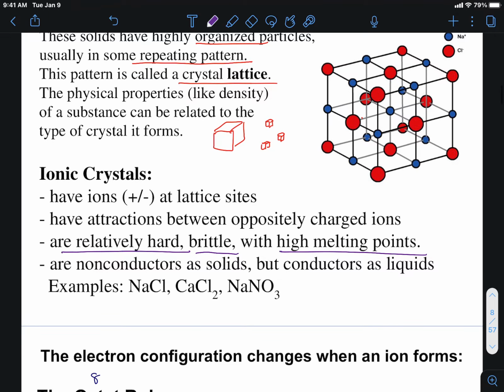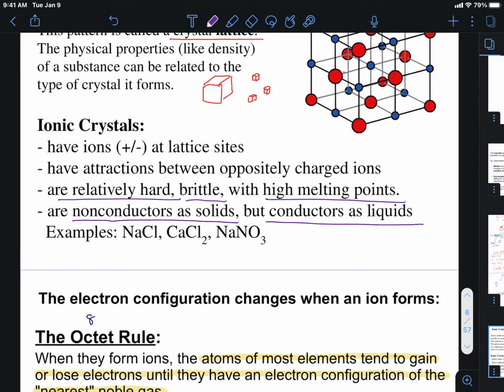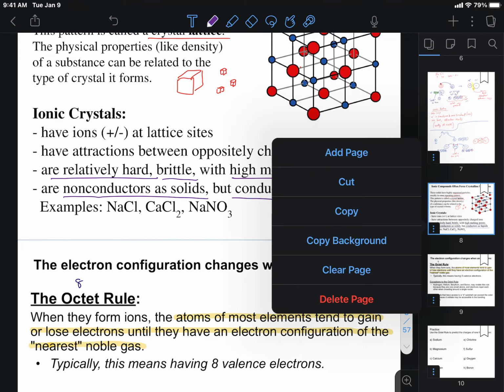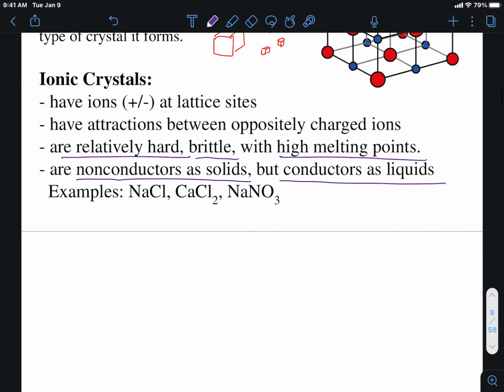So ionic crystals are non-conductors as solids, but they do conduct when they're in liquid. And let me explain that. All right, so here we go, adding another page. In order to conduct, there are 2 criteria. The particles have to be charged, and they must be mobile. Like they've got to be able to move.